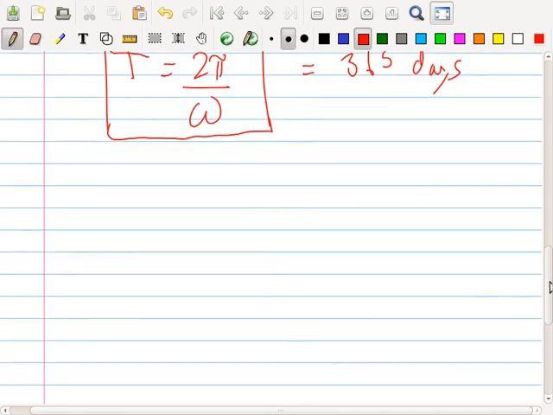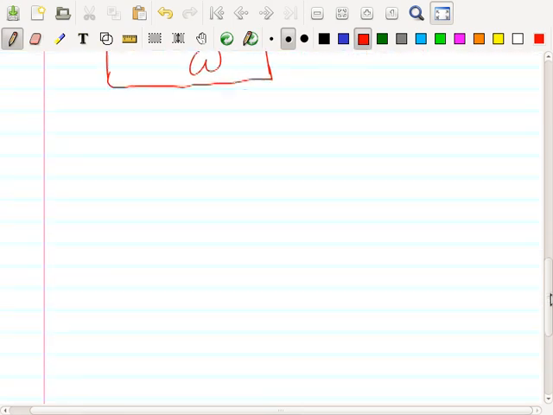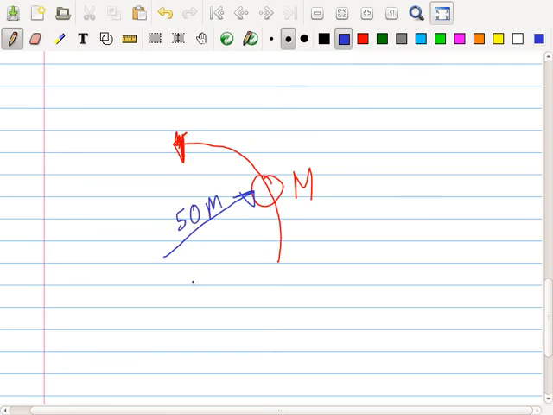Let's do another question, a car turning around a corner. You have a car of mass m and it turns around the corner. The corner forms the arc of a circle of radius 50. So r is 50 meters.